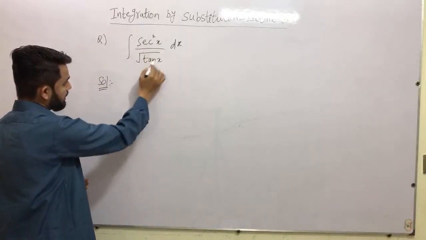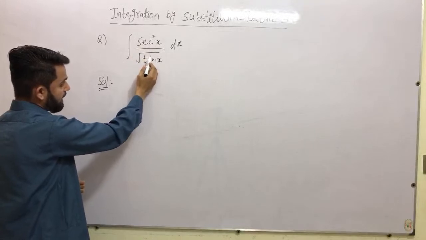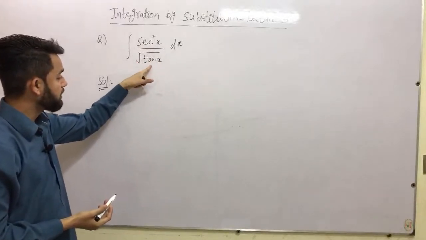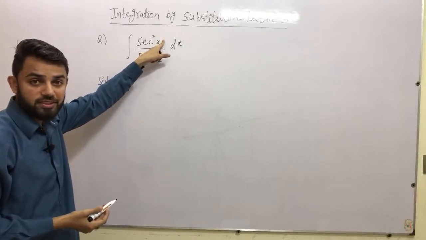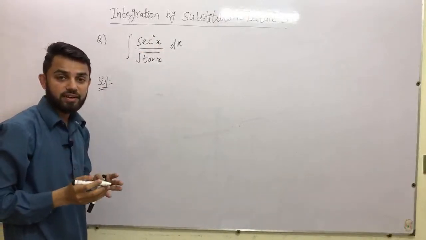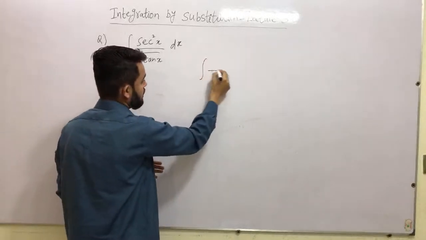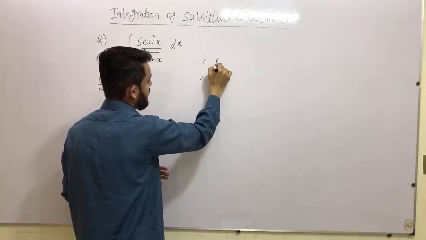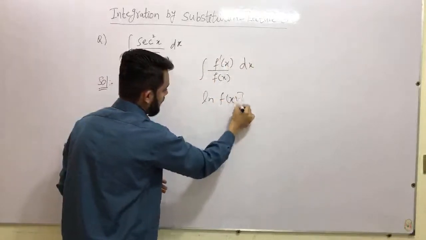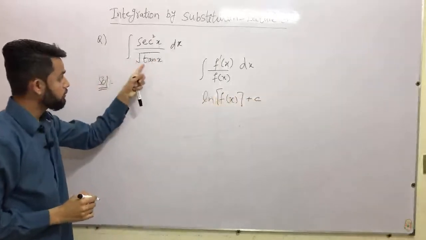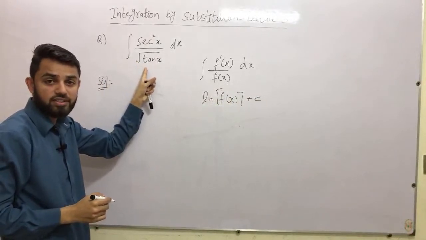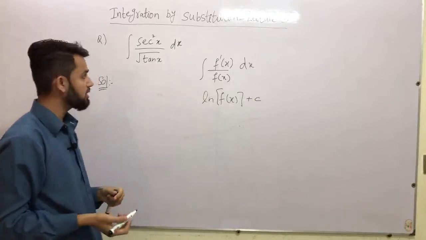If you look at this fraction carefully, you will realize that the derivative of tan x is present, if you exclude the square root. The derivative of tan x is secant square x, so it is present in the numerator. So can we apply the natural log? No, because there is a power on the function. If in a fraction we have a function f of x in the denominator and its derivative in the numerator, then we can write ln of f of x plus c. But over here, the function f of x is tan x, and there is a power of square root, so we have to do something additional to solve this question.